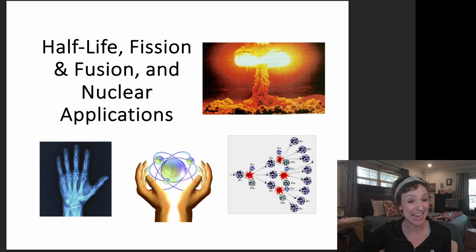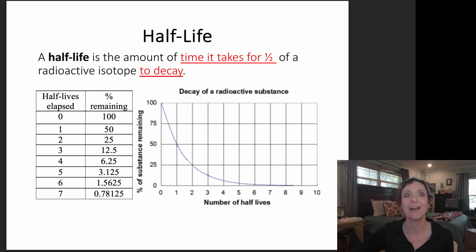Okay, so our lesson today is on half-life, fission and fusion, and nuclear applications. So half-life, I love half-life because the term kind of tells you what the definition might be. So the half-life is the amount of time it takes for half of a radioisotope to decay. So we know radioactive decay does occur when isotopes are unstable, okay? The half-life is a time, a number in either seconds or years or hours or whatever, but a half-life is the time it takes for half of something to go away, okay?